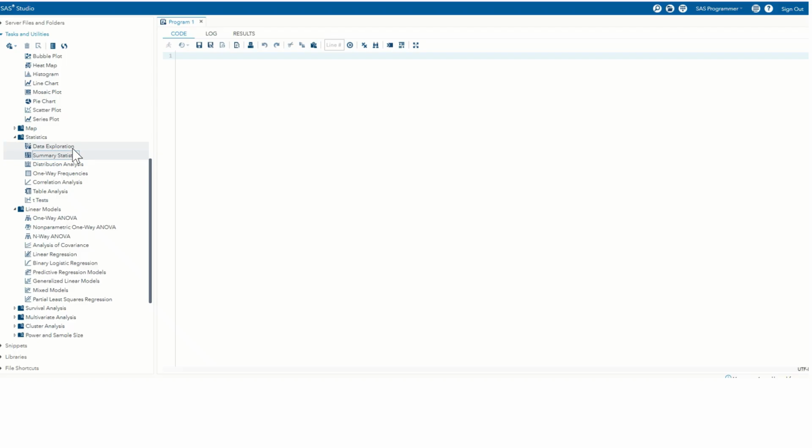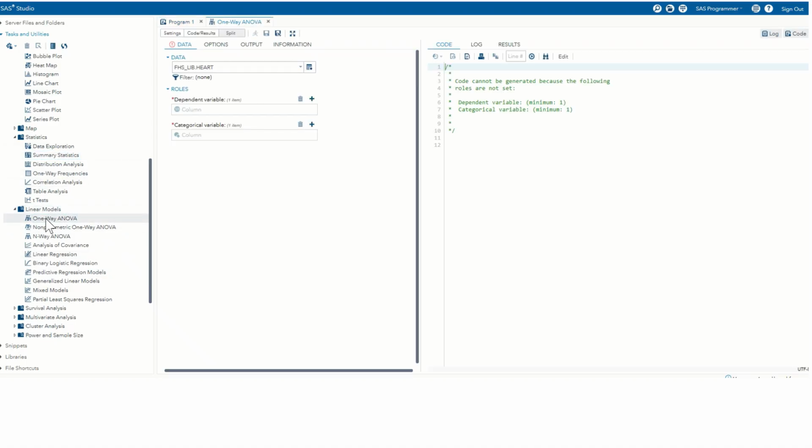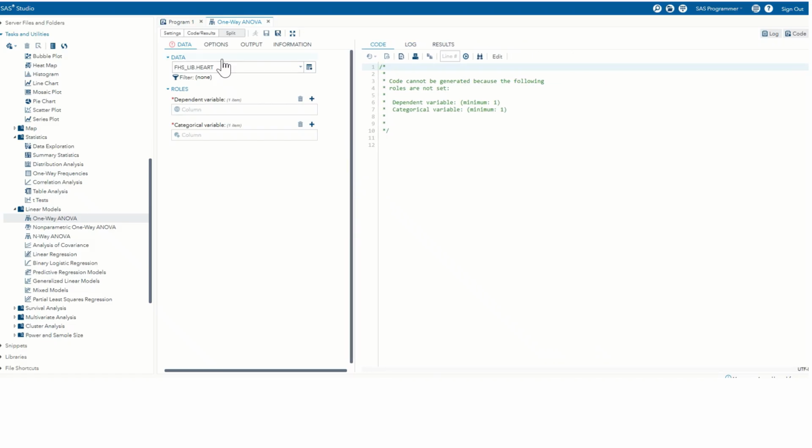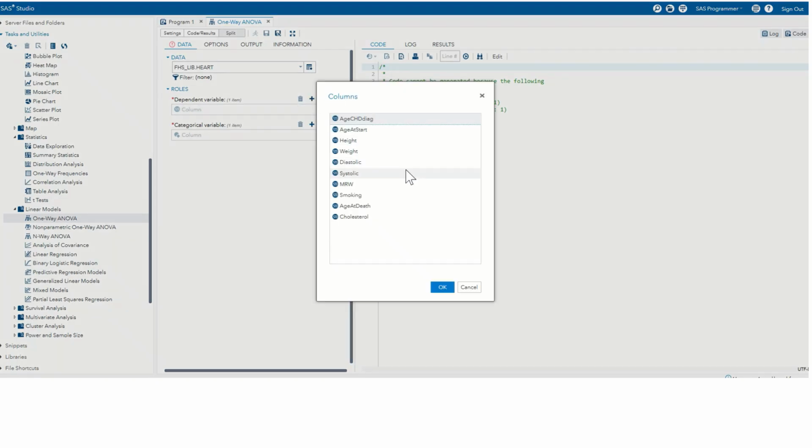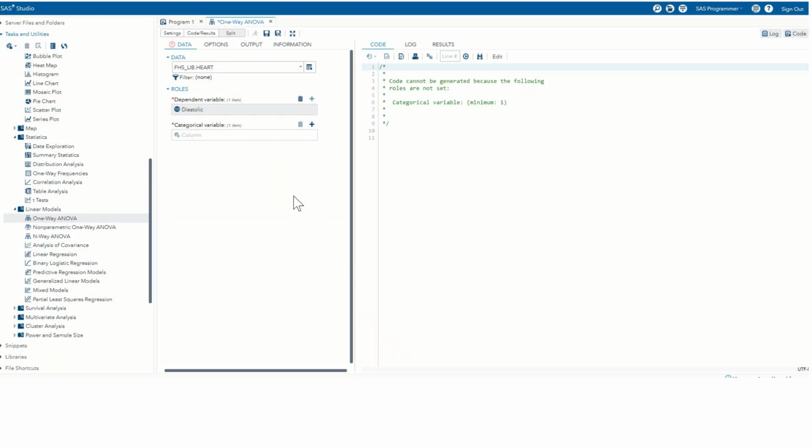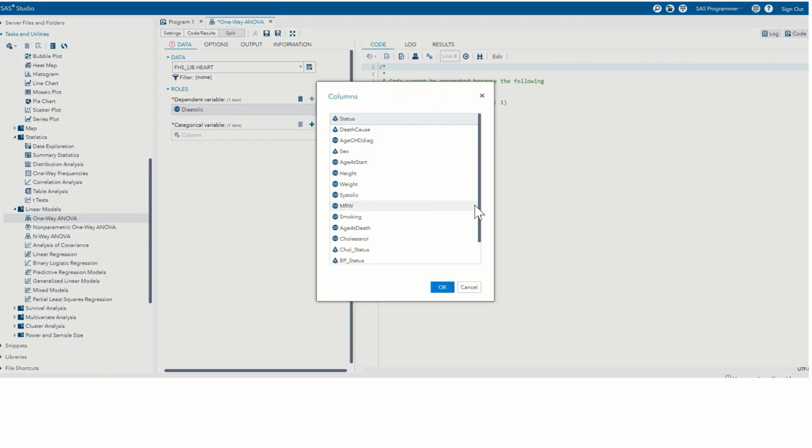To conduct one-way ANOVA, go to Task and Utilities. Under Task, under My Task, under Linear Models, double-click on one-way ANOVA. Make sure that the correct data set is selected, and then let's have our dependent variable be diastolic blood pressure, and for a categorical variable we can choose between weight status and cholesterol status. Let's choose cholesterol status because it also has three categories.